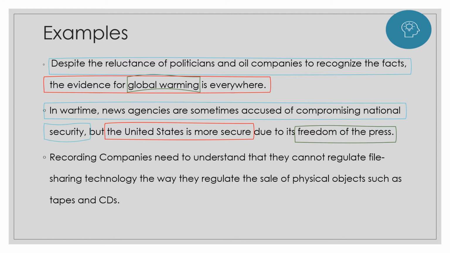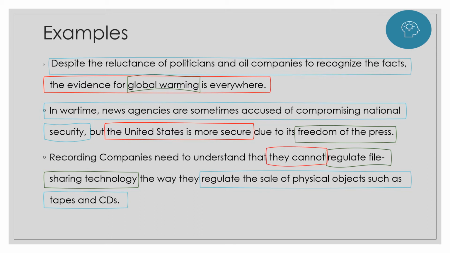Last one. Recording companies need to understand that they cannot regulate file sharing technology the way they regulate the sale of physical objects such as tapes and CDs. In this case, the topic is the regulation of file sharing technology, while the background information is the regulation of physical objects, such as tapes and CDs. And the opinion is that record companies can't create those regulations.